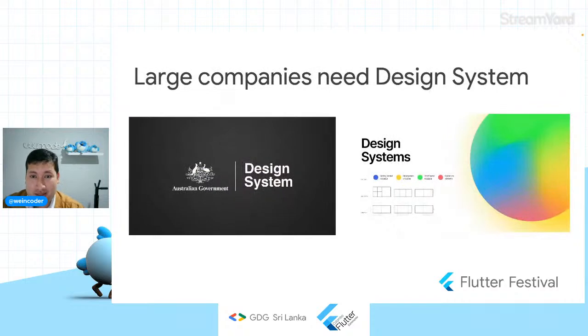The Flutter developers are using a design system, for example, Material Design. All large companies need a design system: the Australian government, Google, IBM, Columbia. Then we understand we needed a design system. The next question is how we can develop a design system.